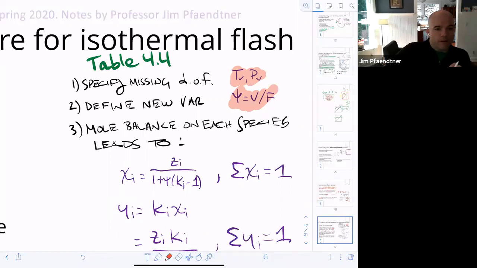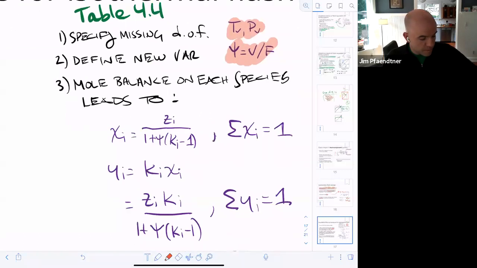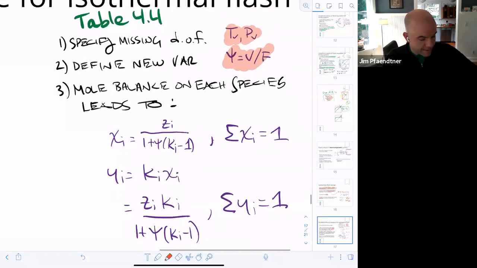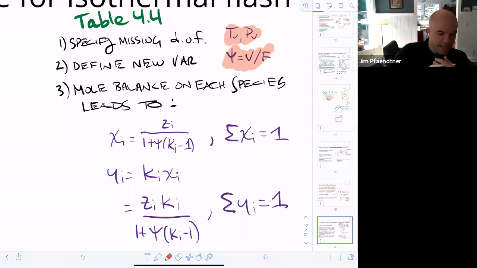So if you do a mole balance on all the species, and you can do this by hand, you come up with these relations. Again, I'm not going to derive these relationships today in class, but we can take them at face value. They are, I believe, derived in the book, or I can certainly help you with it if you want to know how they're derived. For each species, we can define xi and yi. That'd be the liquid phase mole fraction and the vapor phase mole fraction coming out of the flash drum.